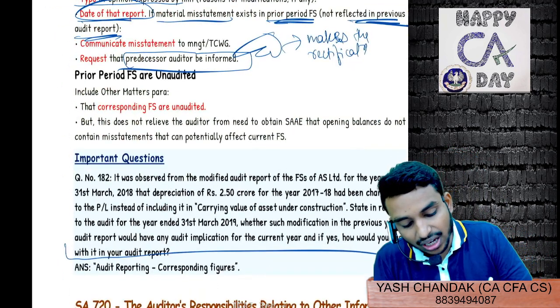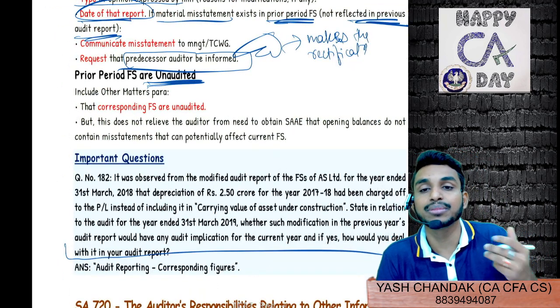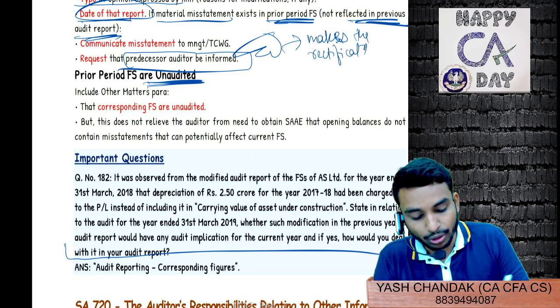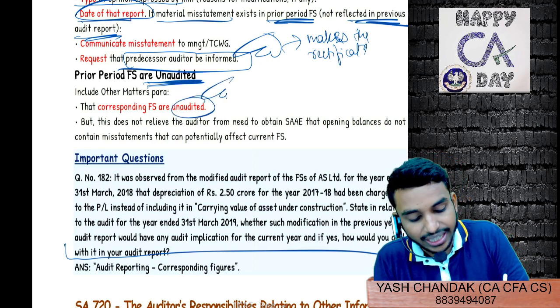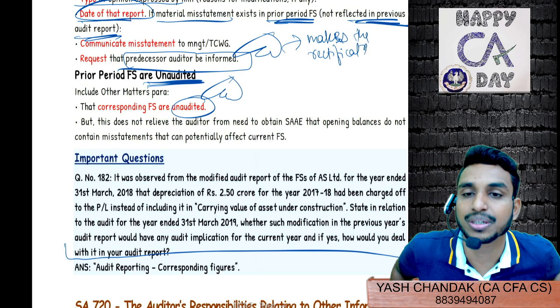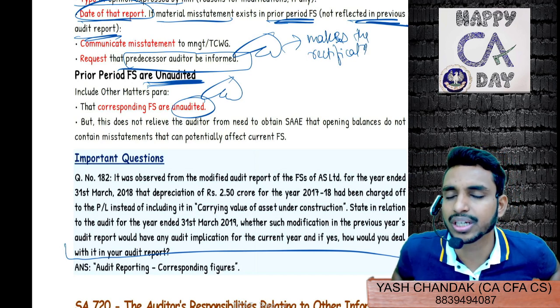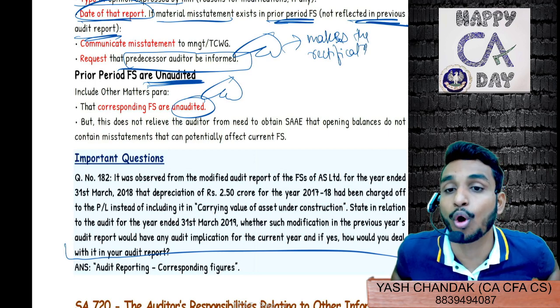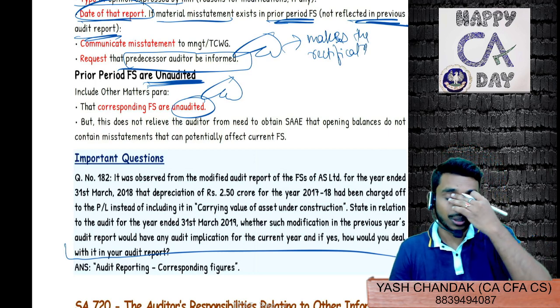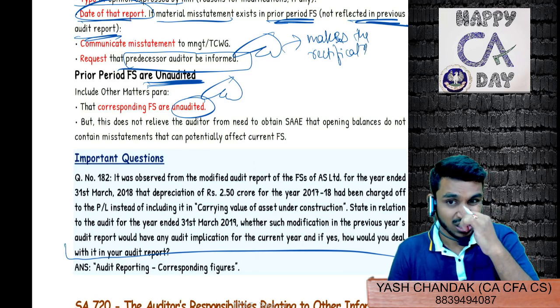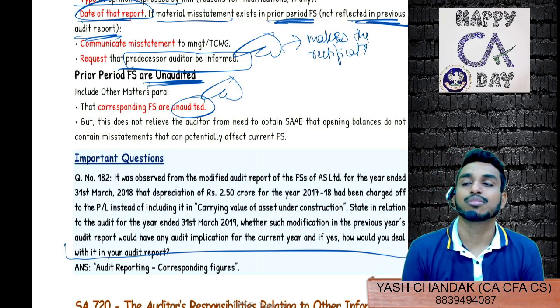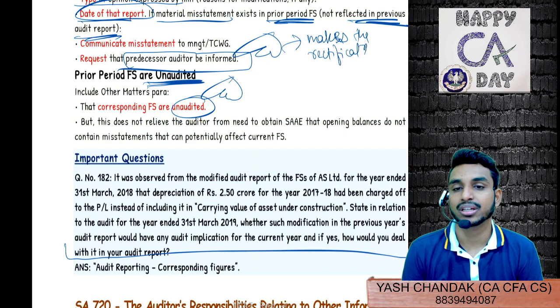Prior period FS are unaudited. That means first time they are getting audited. So corresponding financial statements are also unaudited, right? If prior period financial statements are unaudited, it could be the case that you did not get an auditor, or it could be the case that you were just now being enrolled for the audit. Then in that case, corresponding figures are unaudited.